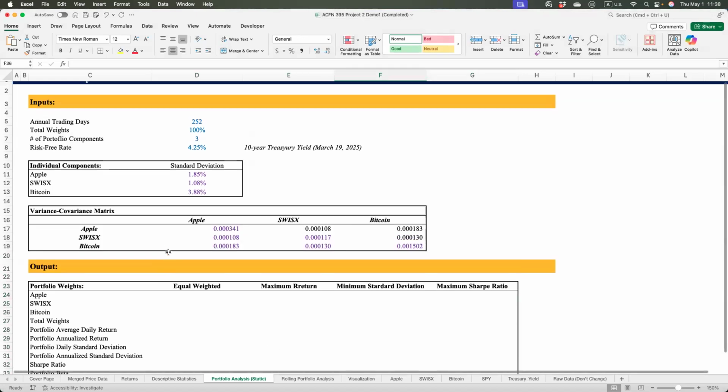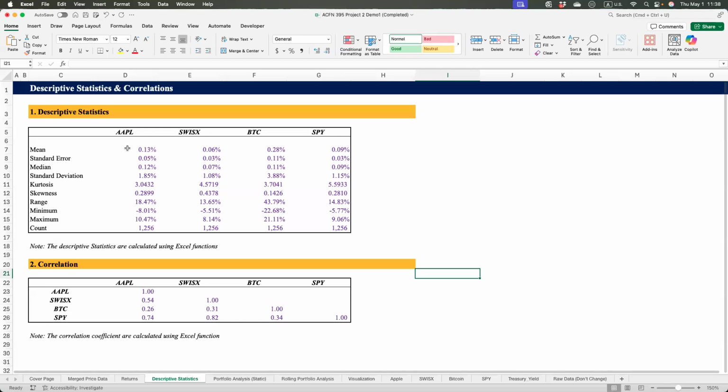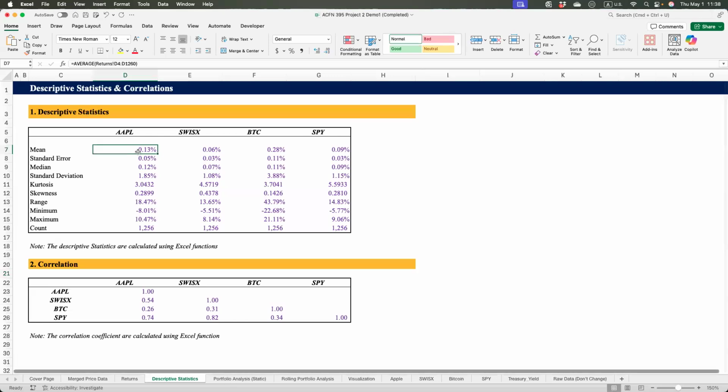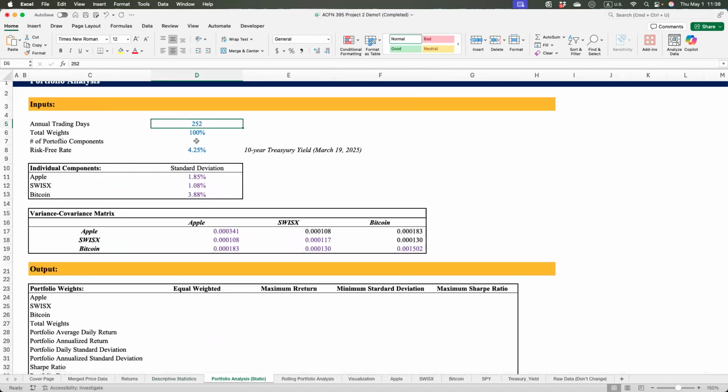Okay, so at this point you should be able to do your descriptive statistic and correlation calculations in Excel. Again, let me remind you, you have to calculate this table by yourself, and the same thing applies to the correlations. For my case here, I only have three inputs for my portfolio setup, so that is why I hard coded this part. There are 252 trading days. Total weights for everybody's portfolio should be 100%. For my demo file here, there are only three components.